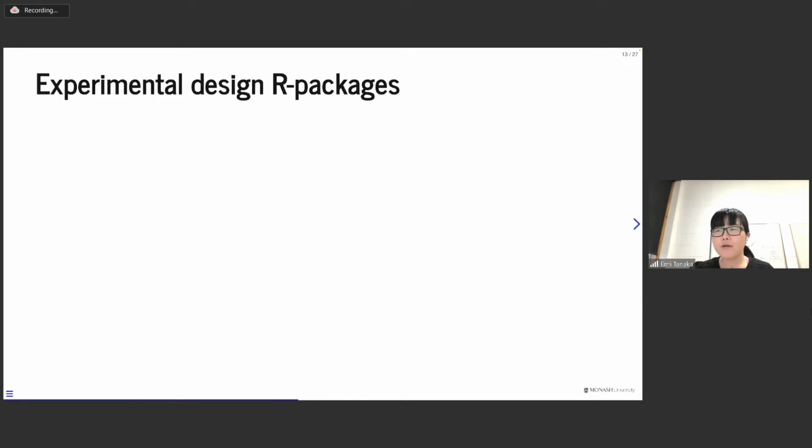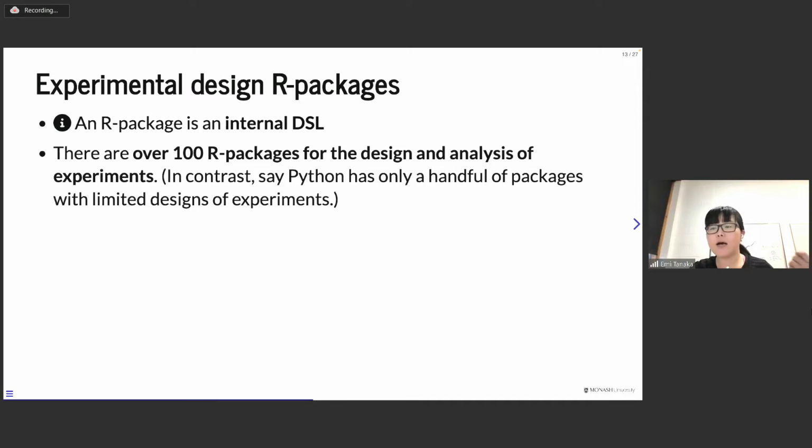So if we look at experimental design R packages, well, first of all, packages itself is an internal DSL. And there are over like 100 R packages for the design and analysis of experiments. In contrast, if you look at other languages, there's only a handful. As an example, Python only has a handful of packages.